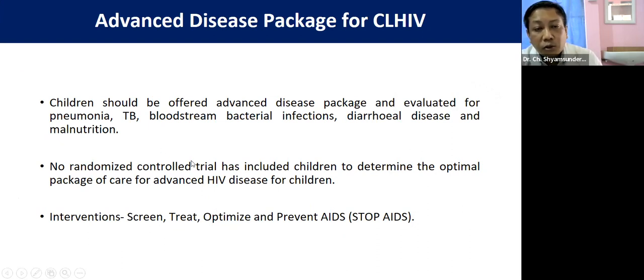The affected children should be offered the advanced disease package and evaluated at every possible visit for pneumonia, tuberculosis, bloodstream bacterial infections, diarrheal disease, and nutrition. There are no existing randomized controlled trials including children to determine the optimal package of care for advanced HIV disease in children. But interventions are available in the form of STOP AIDS: Screen, Treat, Optimize, and Prevent AIDS.